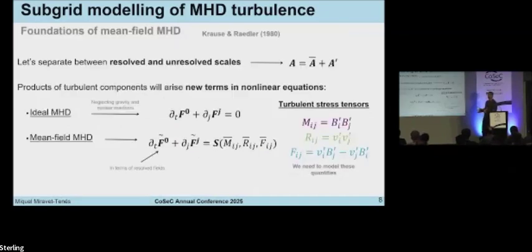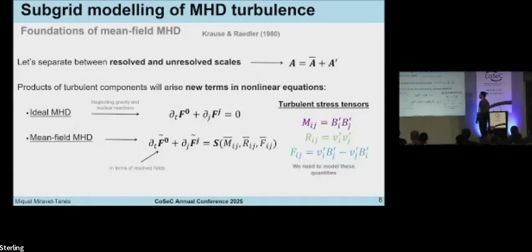So what we can do now is to separate our fields, magnetic and velocity fields in our simulation, between resolved and unresolved scales. Here we have a slowly varying background plus a rapidly fluctuating residual, which represents the turbulent contribution to the field. If we apply this decomposition to the ideal MHD equations, where we neglect gravity and nuclear reactions so we have zero source terms, we will find that products of turbulent components will give rise to new terms in this equation. So we will end up with effective source terms that will have an impact on the simulations.